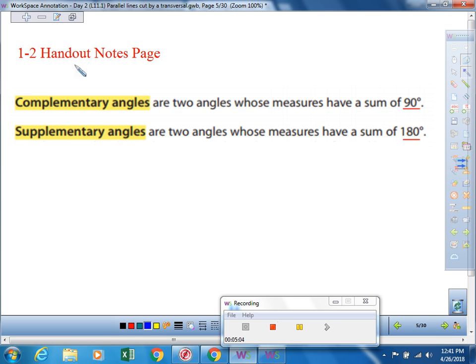Okay, on your handout, guys, if it says handout notes page, that means that it is on the handout notes page, and I referenced the problem number, the number right next to it. So numbers 1 and 2, complementary angles are two angles whose measures sum to 90 degrees, so you need to add in that 90 degrees. Supplementary angles are two angles whose measures total 180 degrees. Today we will really use supplementary.